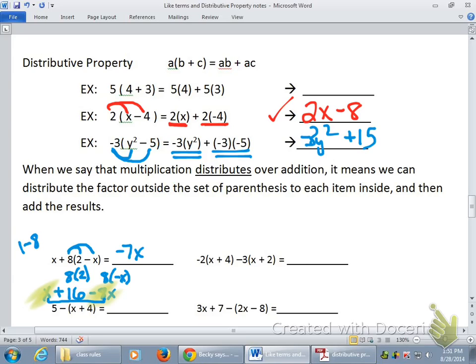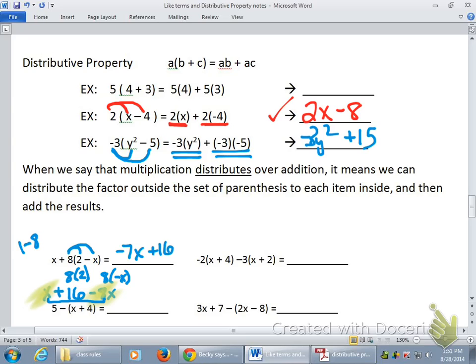And then what about the 16 there? Is that a like? No. So I just leave it plus 16. So you see we've actually combined two things together. We've done our distributive property, and then in addition to that, we've combined like terms.